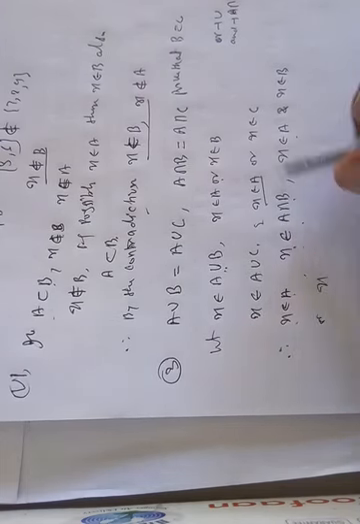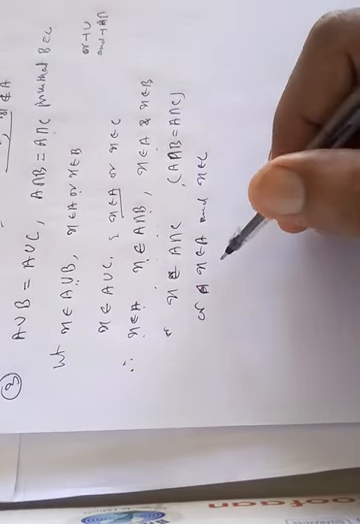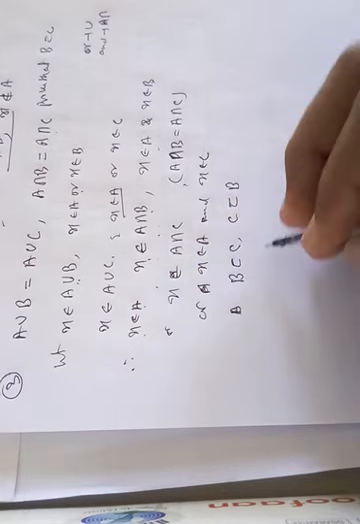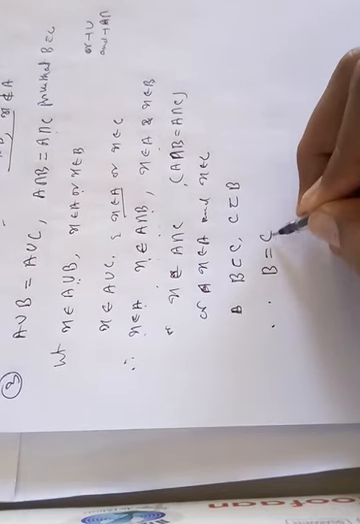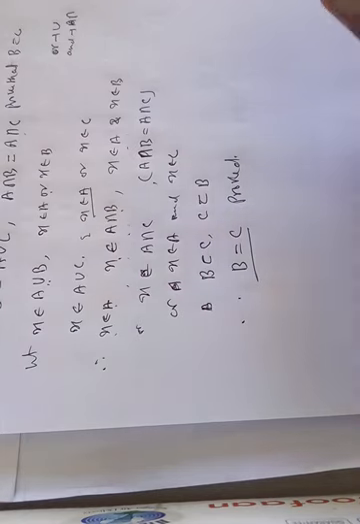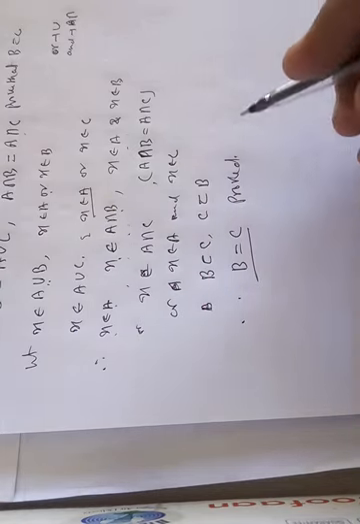So X belongs to A and X belongs to C. Therefore B is a subset of C and C is a subset of B. So therefore B equal to C, proved. Next, question number 4. You can solve it also. Okay, any doubt, you can ask me.